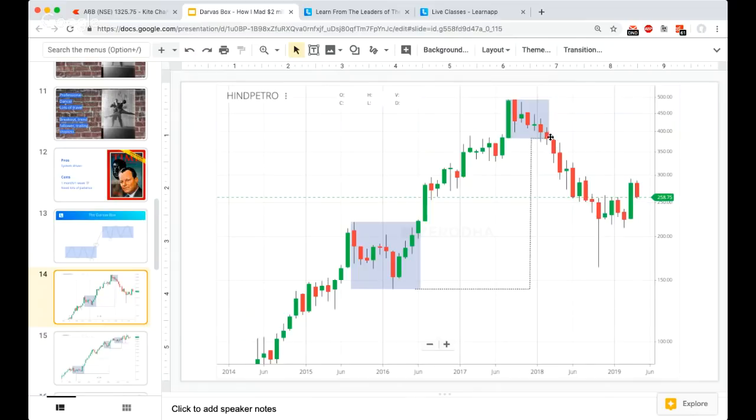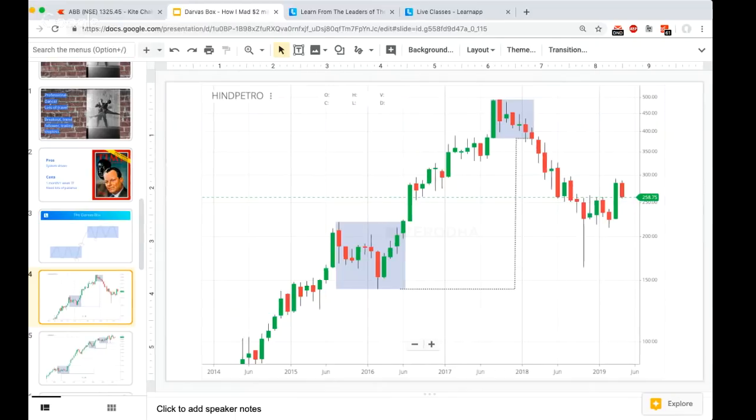You notice this red bar has closed below the box, or you can consider this red bar at 350, which is closed below the box. As soon as that happens, that is your exit. Now, the beauty of this is if you are trading a monthly chart, then basically you're trading the end of the month. So you just need to look at this once a month because you're trading the close. So it's pretty cool.